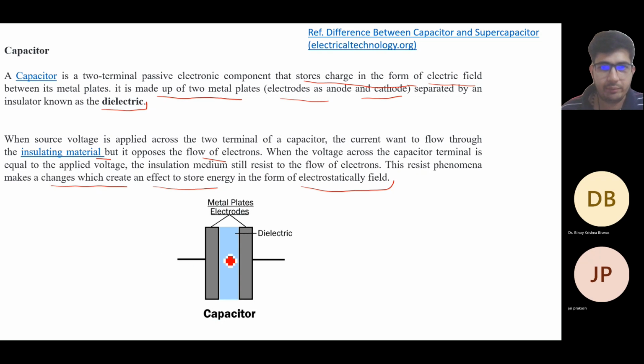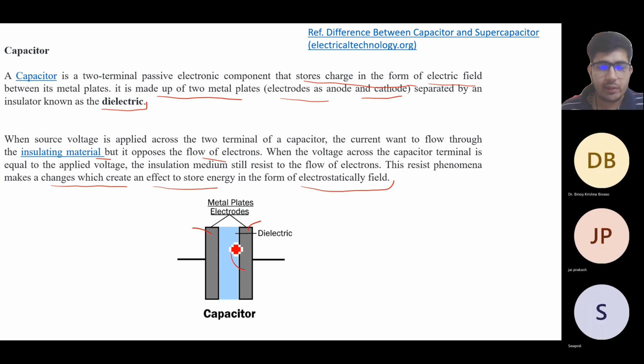You can see the diagram here. So we are having metal electrodes and one dielectric. So the dielectric is filled between the metal electrodes. Okay.